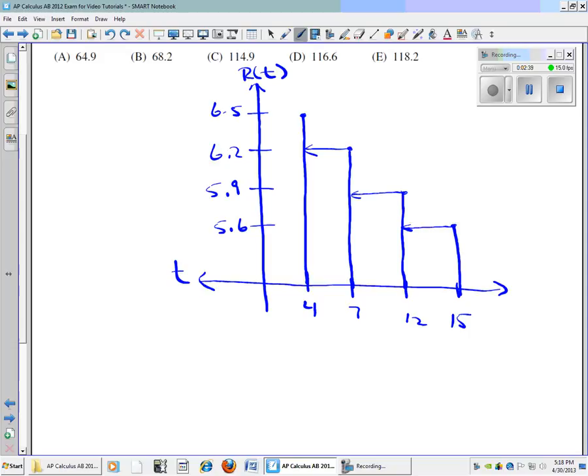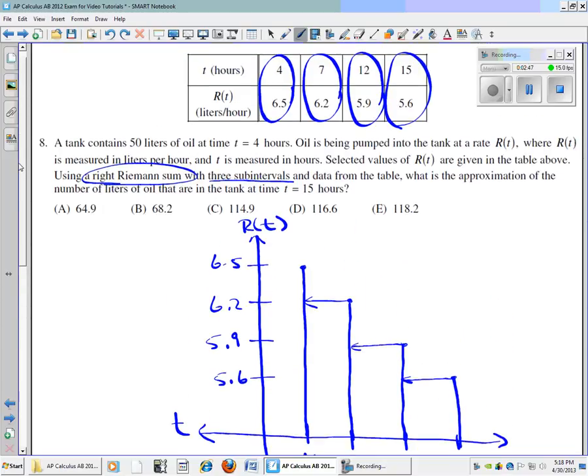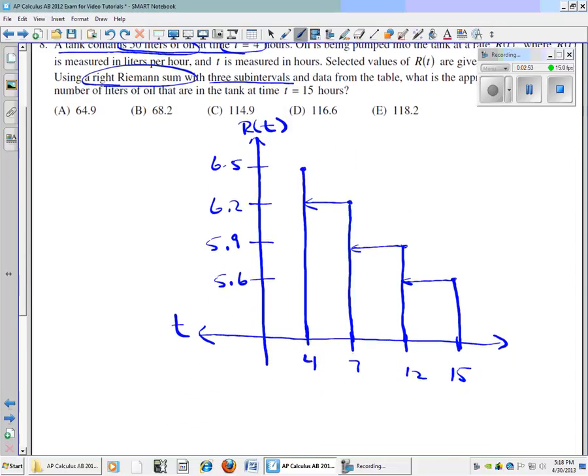But what about the time from t equals 0 to t equals 4? Well, there was already oil in the tank. It says the tank had 50 liters of oil at time t equals 4. So we need to represent that as 50 liters in this first 4 hours.